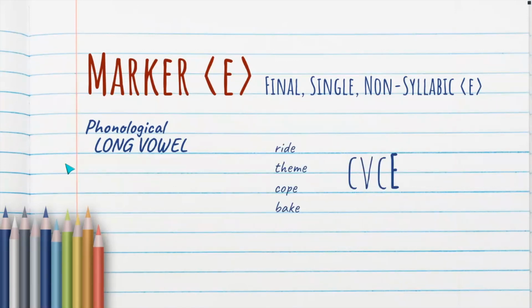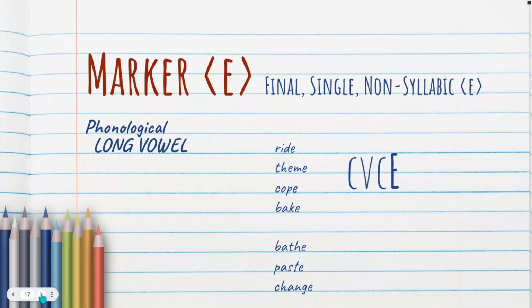So CVCE words are an example of this. What is the E doing? It's making the vowel say its own name. It's the bossy E. Okay, so we have examples like ride, theme, cope, bake. The E in these examples is forcing or causing the vowel to be long. Okay, that is legitimately a thing that E does. But it's not the only thing that E does.